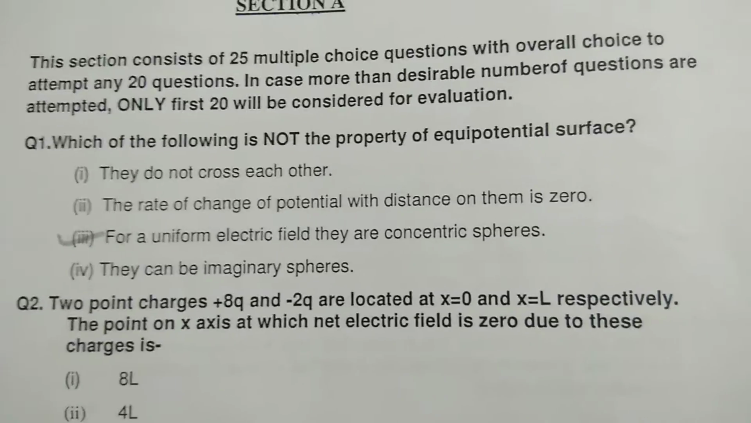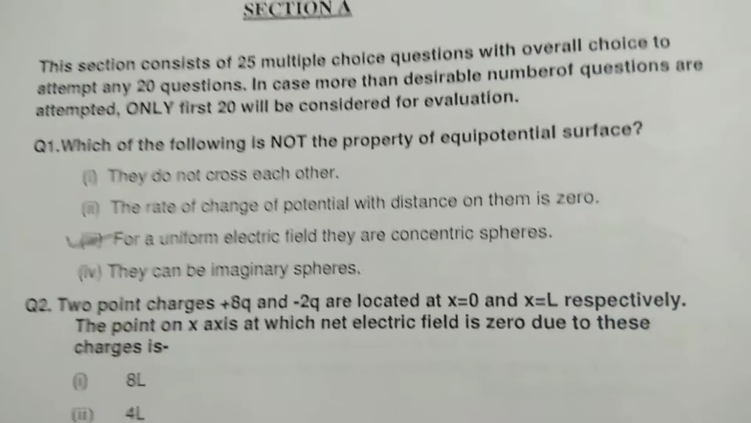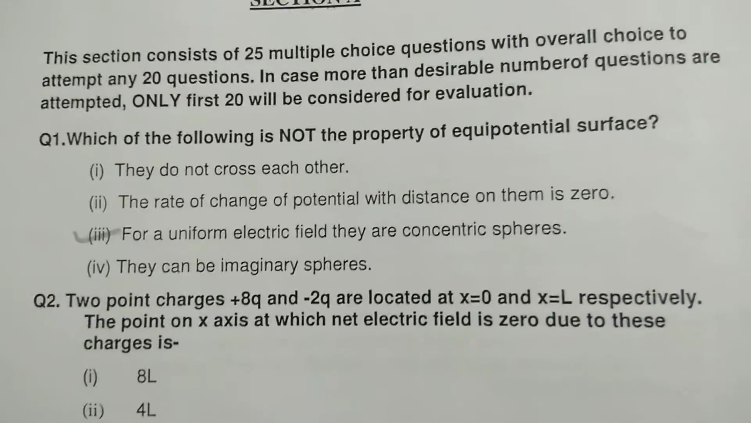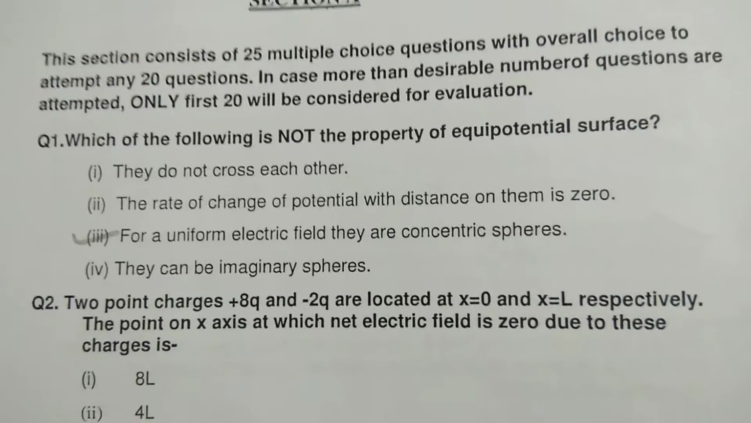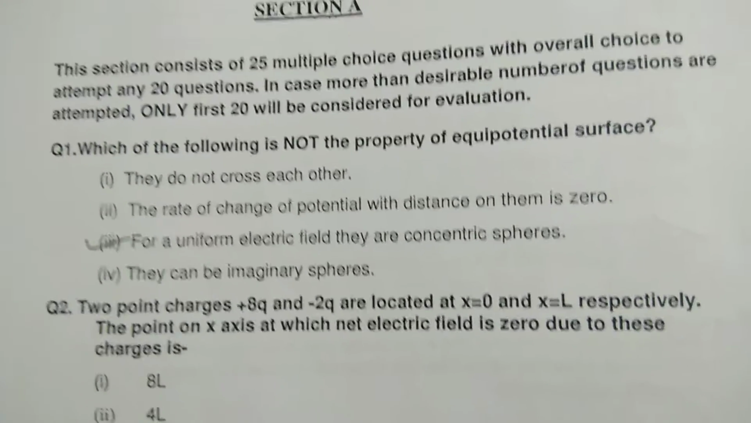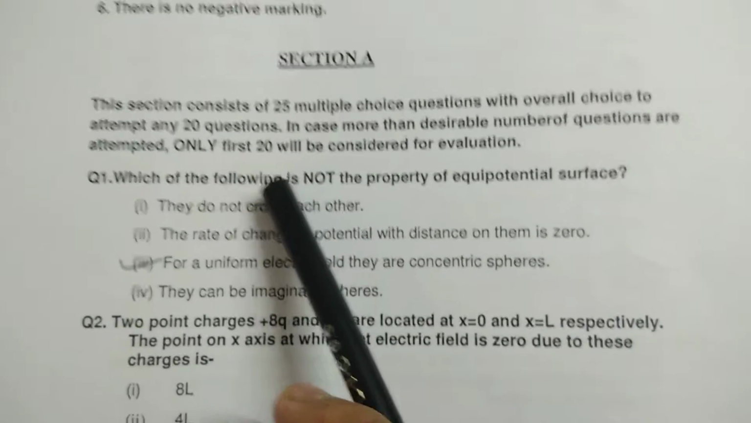I'm assuming that you know the meaning of equipotential surfaces: the surface at which the potential is the same at every point. They do not cross each other. This is a true statement because if they crossed each other, then the electric field would have two values at the same point, which is not possible. So which of the following is not the property?